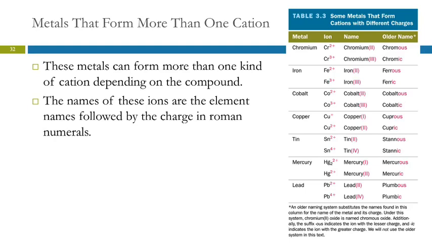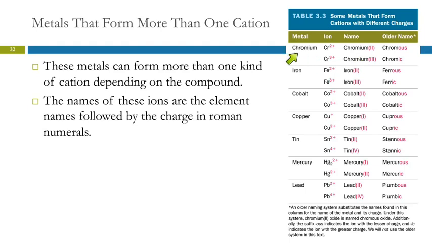So it's a little bit like the kings of England, right? King Edward. Well, which King Edward? King Edward II, King Edward III? There was a whole string of them, right? They used Roman numerals to keep track of them. So in chemistry, we also use Roman numerals.